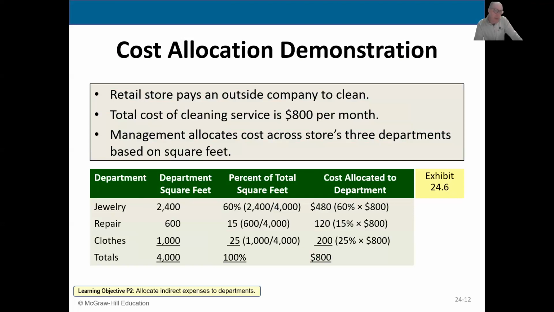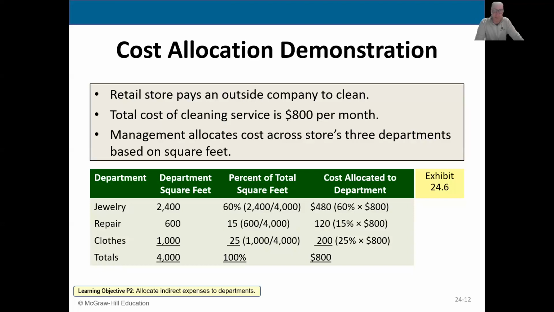We need to find the percentage of the allocation base. The way we do that is we take the square foot of the department divided by the total square feet. Okay, for jewelry, 2,400 divided by 4,000 is 60%. 15% for repair, 25% for clothing. Equal 100%.